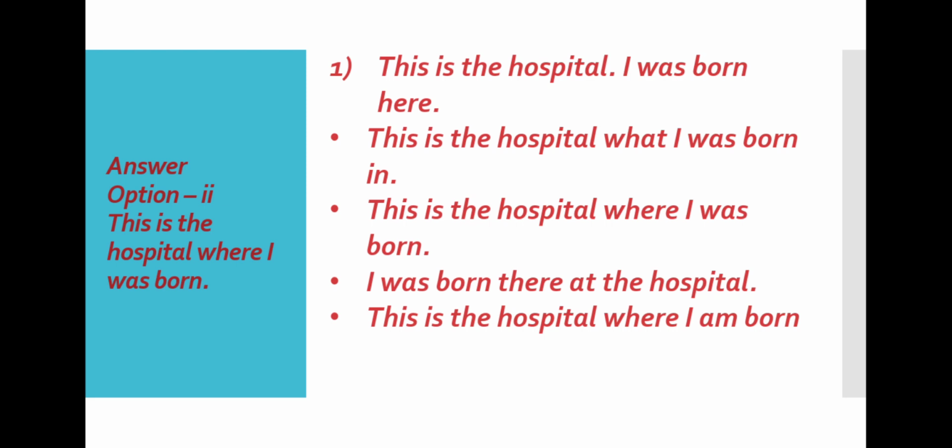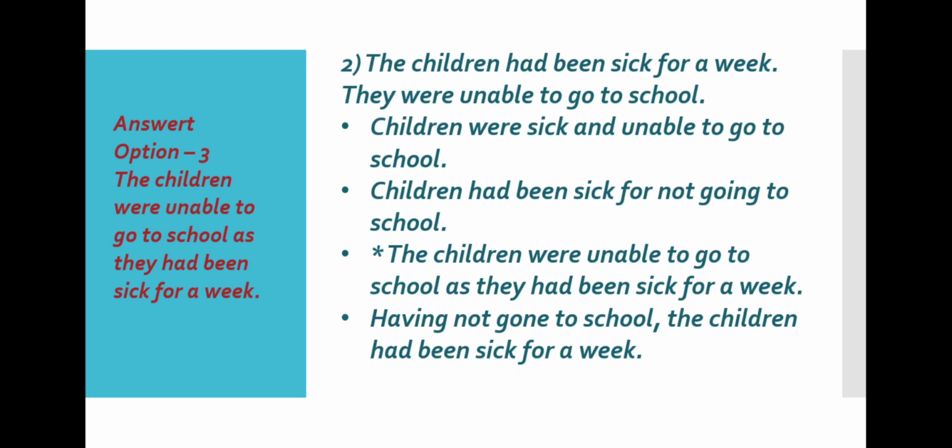Next sentence. The children had been sick for a week. They were unable to go to school. First option: children were sick and unable to go to school. Second option: children had been sick for not going to school. This is totally wrong. Why? Because for not going to school, children cannot be sick. So it's a wrong option.